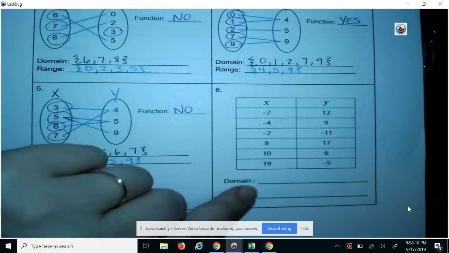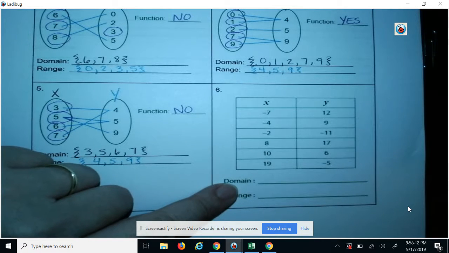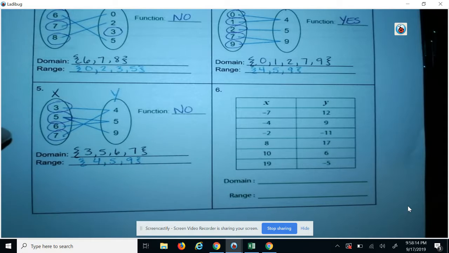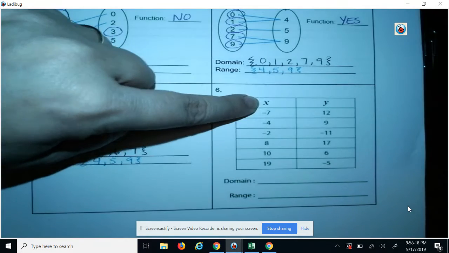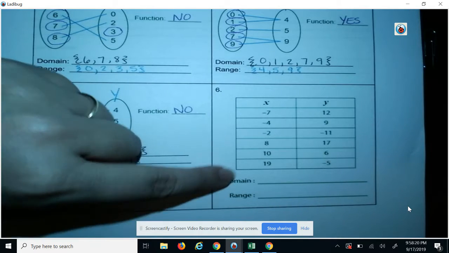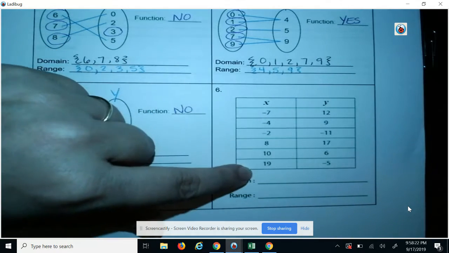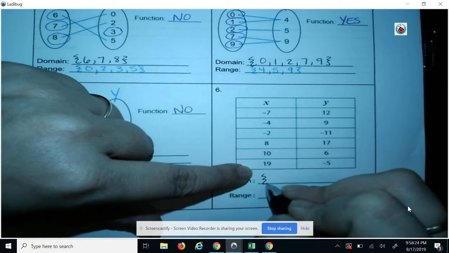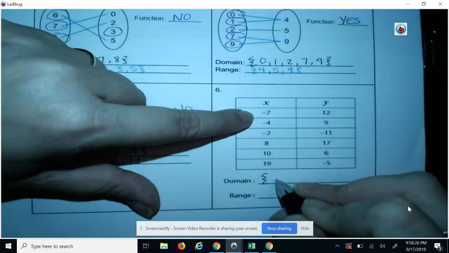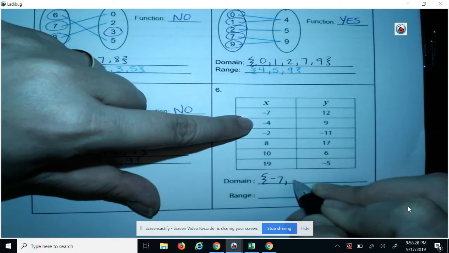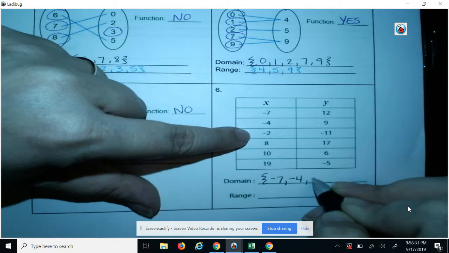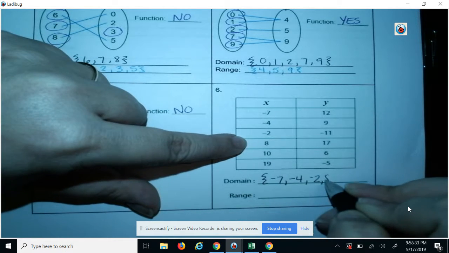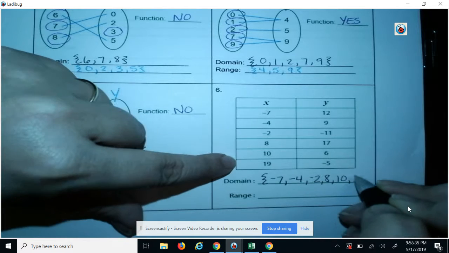All right, tables also have a domain and range, and tables are just as easy as mappings because it's already labeled for you. X means domain, so we're just going to list all these numbers in the X column, but we're going to do it in brackets, and we're going to separate them with commas. So -7, 4, -2, 8, 10, and 19.